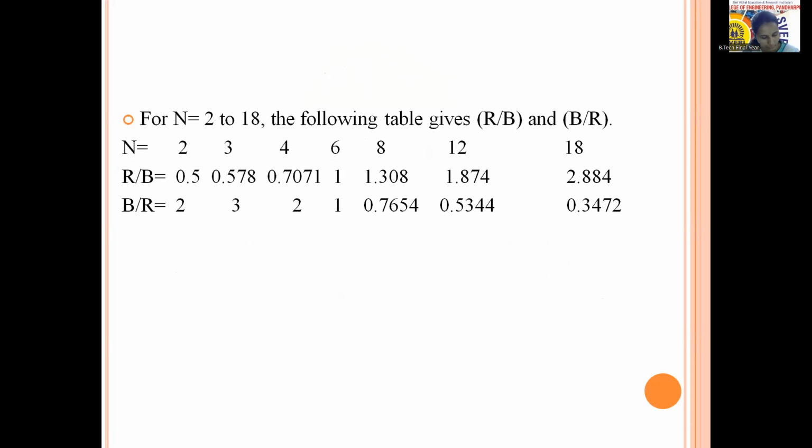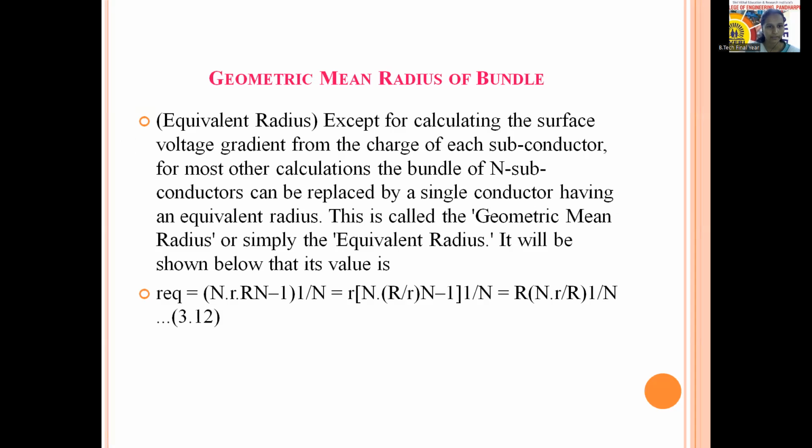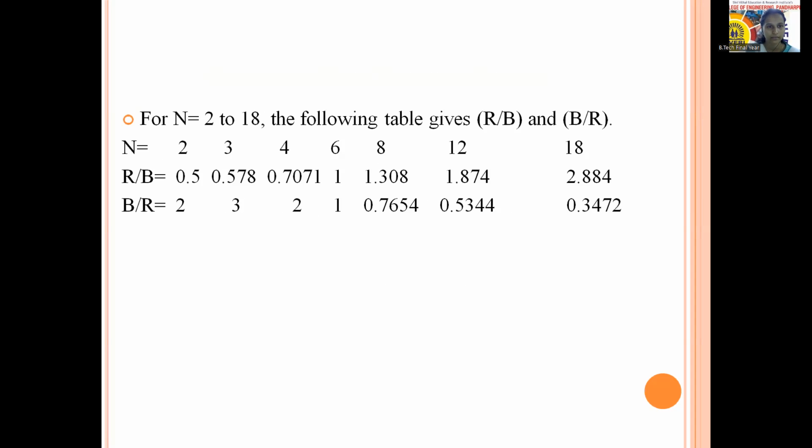Again, for R by B, simply we have to take B equal to 2R, so that R by B is 1 by 2, meaning 0.5. All of you are getting how these values are going to be calculated, how bundle spacing and bundle radius relate. I have taken n equal to 2. If we have time, you can see how these values come.